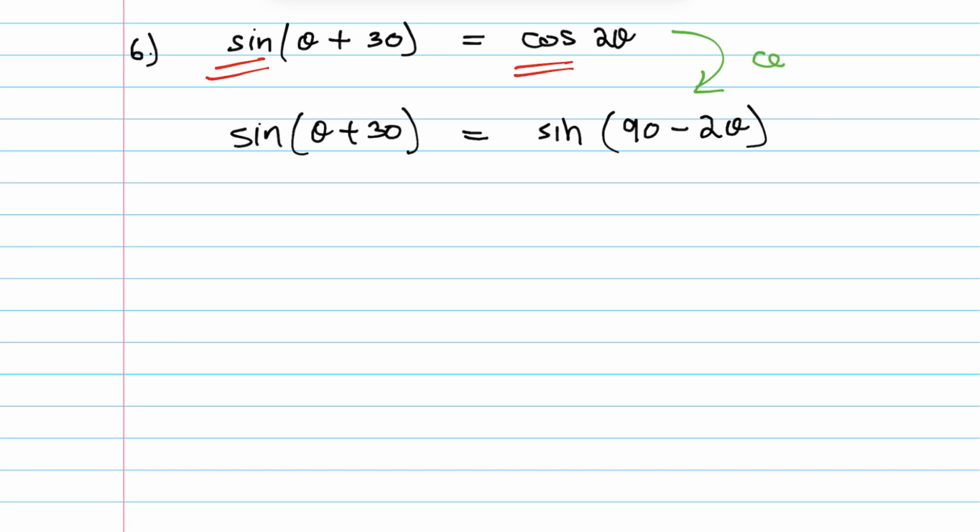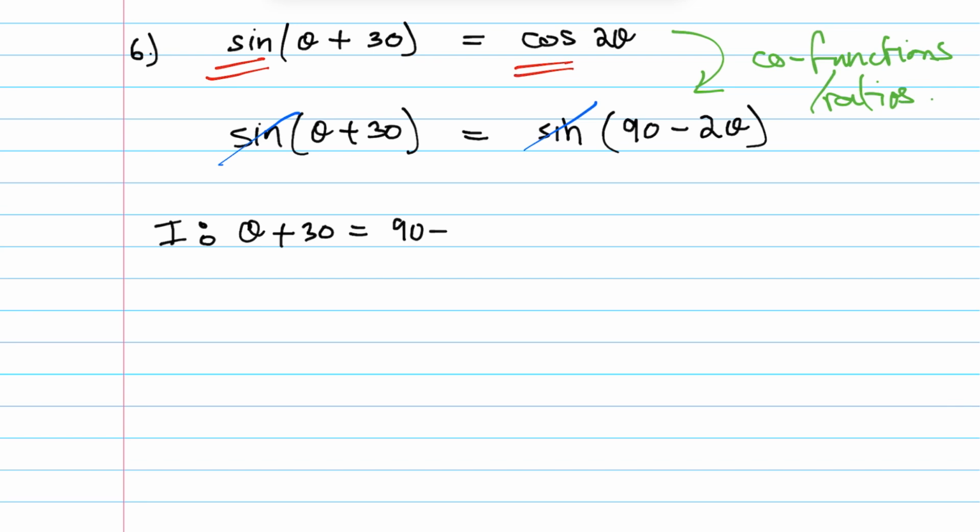Co-functions, or also known as co-ratios. So go and study this. Now I can simply cancel sine on both sides, and in our first quadrant we'll have our angle, which is theta plus 30 degrees, and that would be directly equal to the reference angle, which is 90 minus 2 theta.